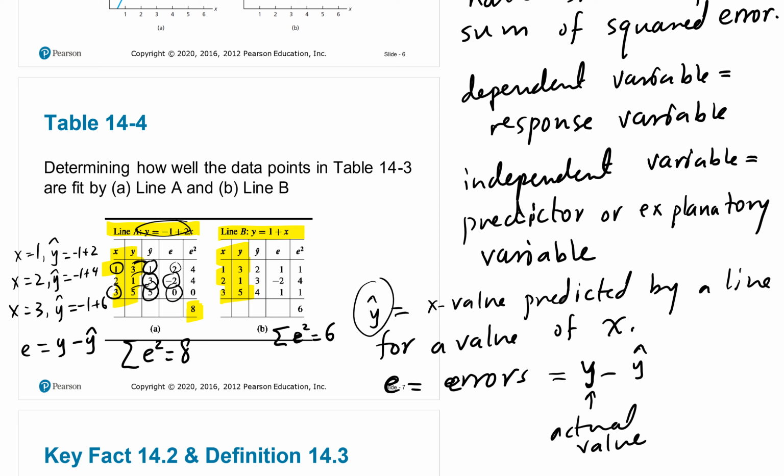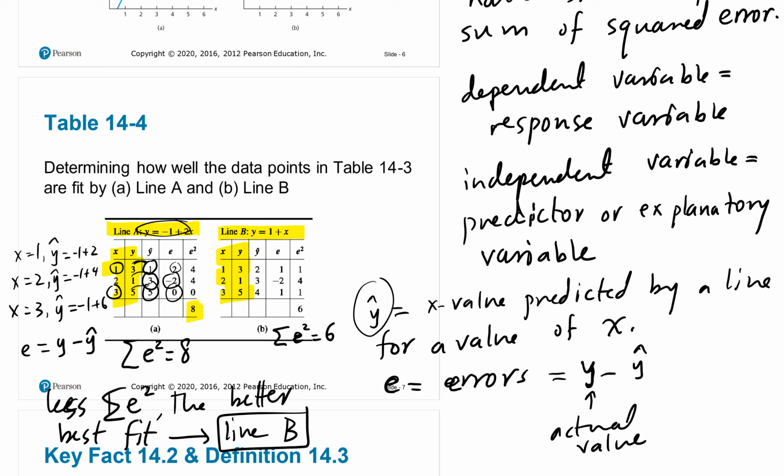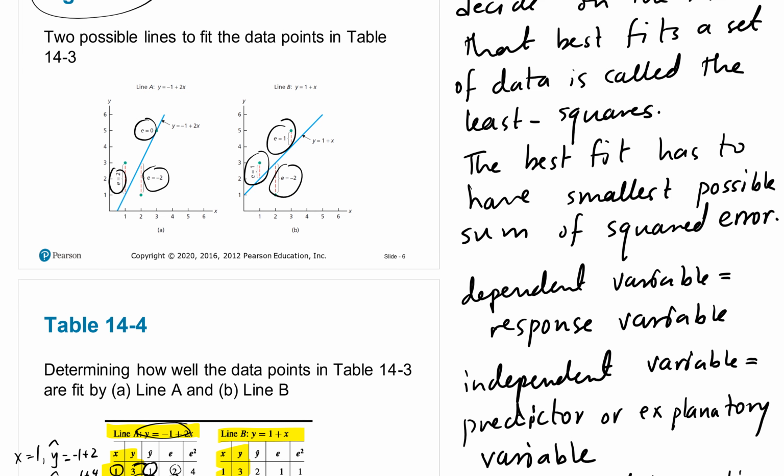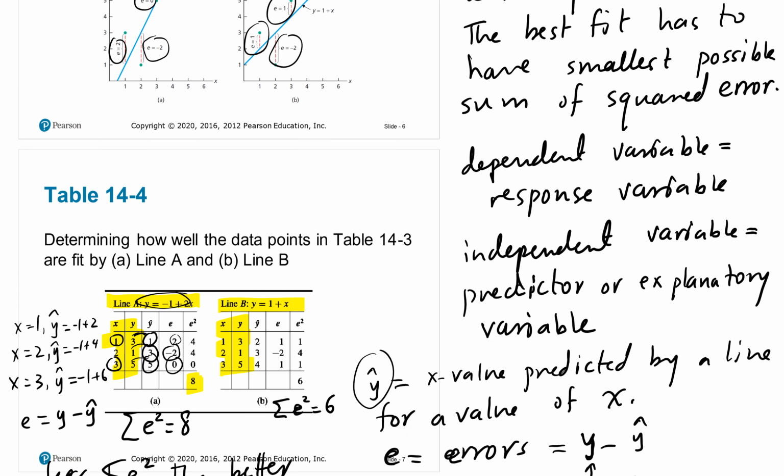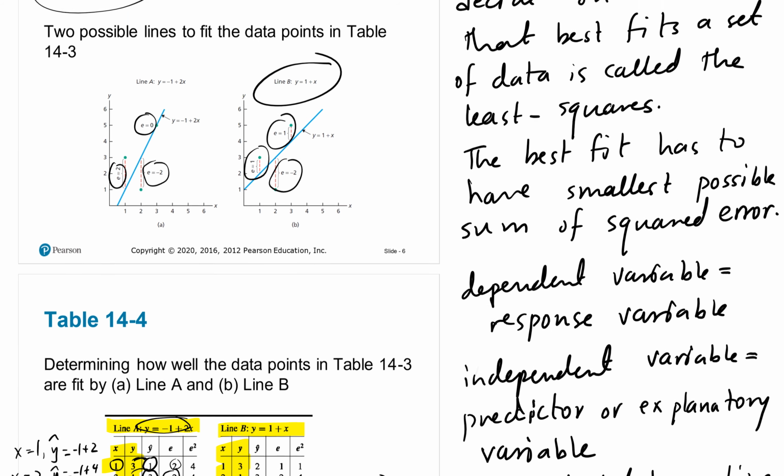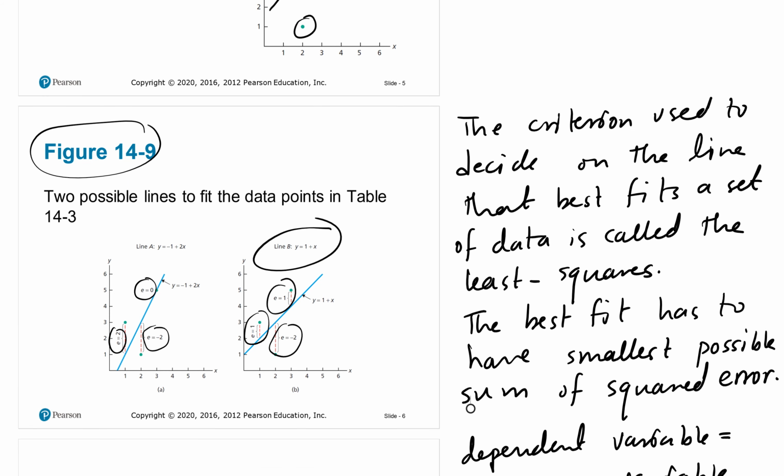So why do we have to find the sum of the squares of the errors? The smaller the sum of the squares, the better the line is going to fit. The less the sum of the squares, the better the best fit. So in this case, we can say line B is better than line A. Line B, the second line here, is a better fit.